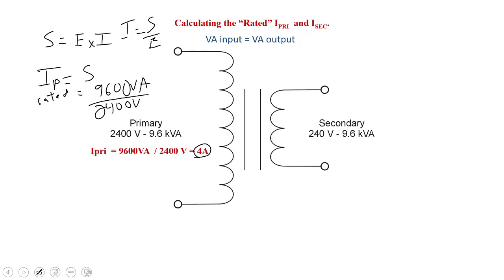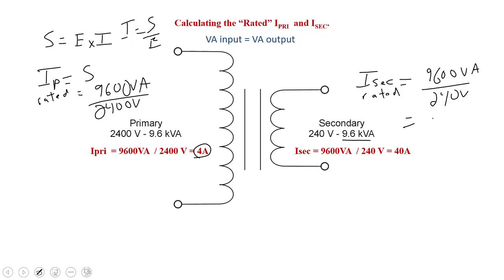Secondary, we can do the same calculation. S of the secondary is the same as S of the primary. This is a 9.6 kVA transformer. So if I want to figure out the I of the secondary, the rated I, this is its rated value or maximum value, we're going to go 9600 VA divided by 240 volts. That comes to 40 amps.